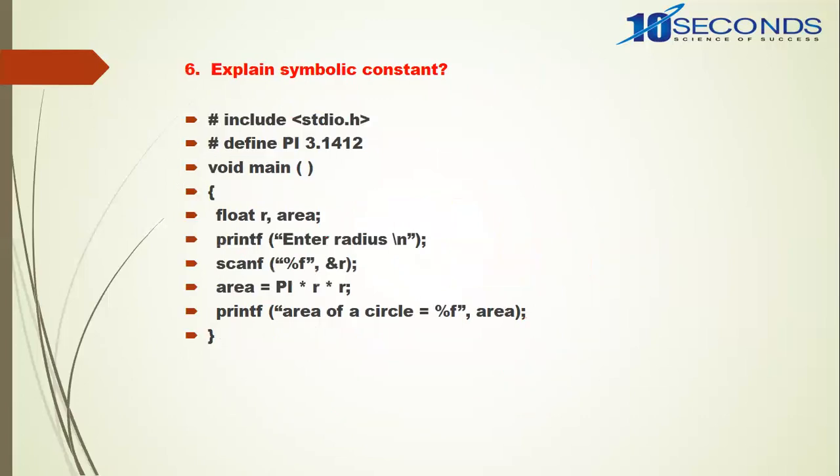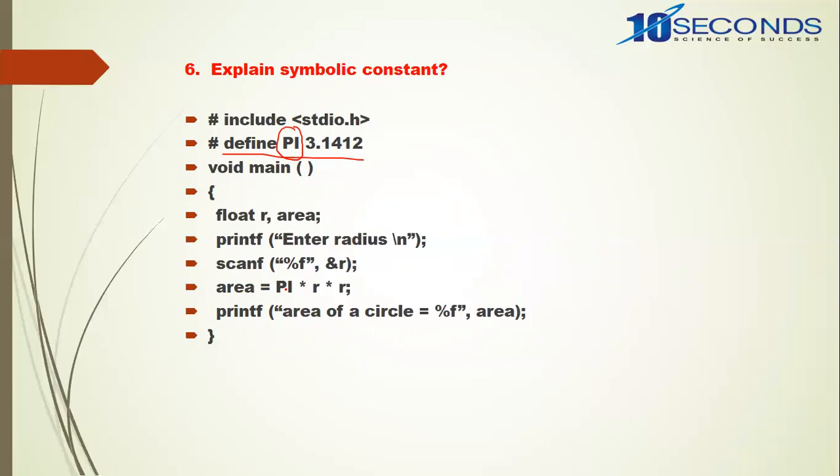Explain symbolic constants. It is very simple. #define PI. This PI is called a symbolic constant. Normally symbolic constants we write in uppercase. Wherever PI is there, it will be replaced with 3.1412. So how much you have explained? Everybody will explain this, but you should explain it slightly more, or in a different way, so that the interviewer will be impressed by your answer.